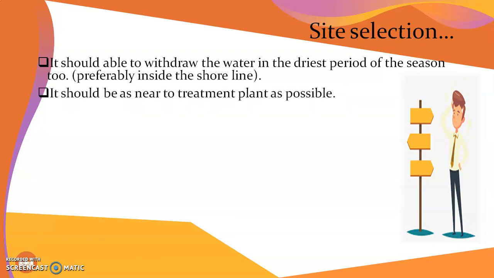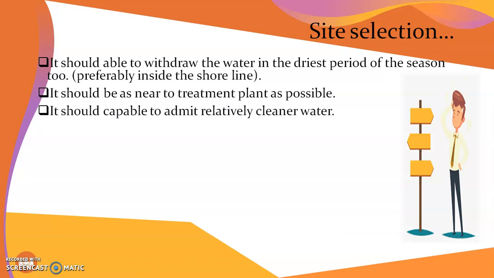It should be as near to the treatment plant as possible. When it is nearest to the treatment plant, the length of the rising main is much lesser, because of which the losses that occur at the time of lifting of water are reduced, and it ultimately results in lesser operation and maintenance cost. Particularly, the water to be pumped will have a lower effective head, resulting in saving of electricity.